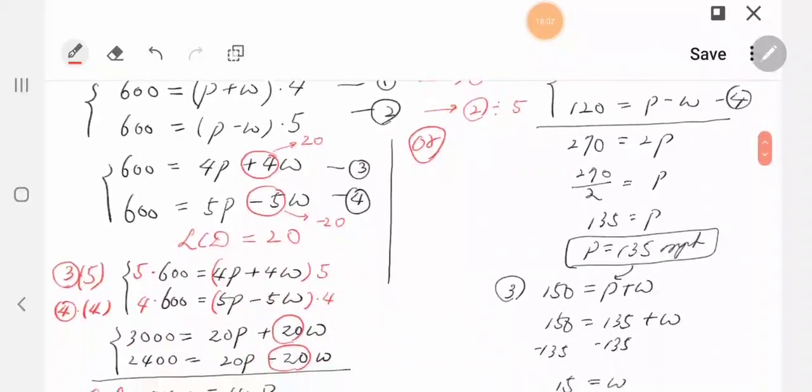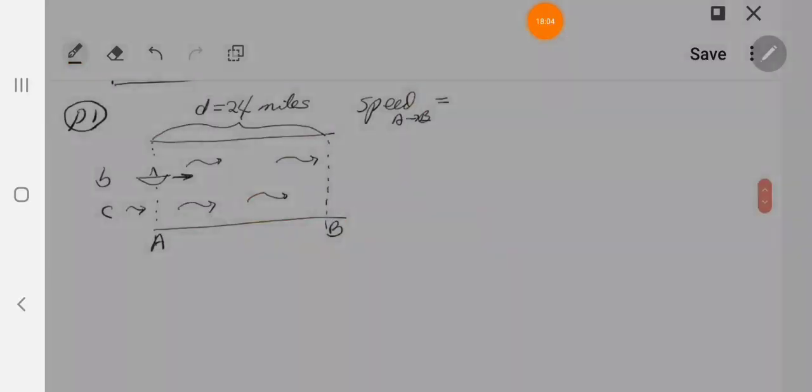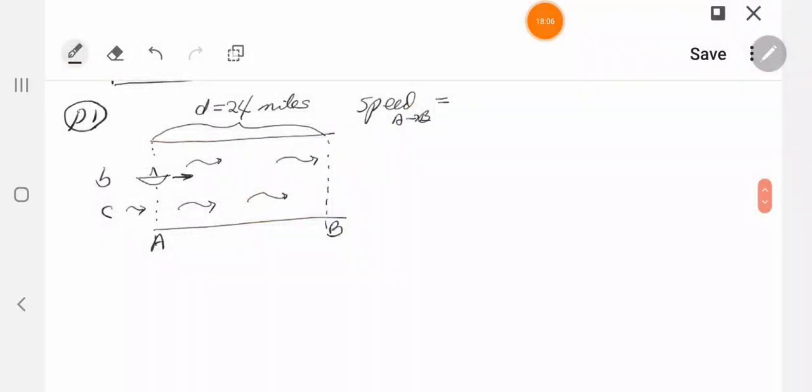Okay, let's try problem number one. Problem one is this. A boat is going from location A to B with the current. So let's say the current is going from left to right, and C is the speed of the current. And the speed of the canoe, let's say it's B, a boat. So the speed of the boat is B.